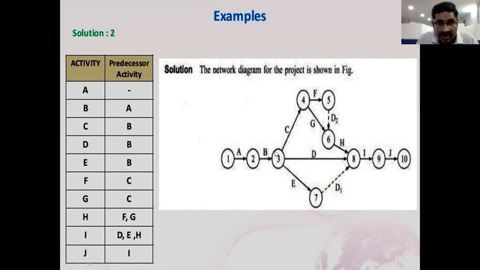So B is completed here. Then C, D, E, these 3 activities will be performed. Since B is finished, from here C, D, E come. From here C, from here D, from here E activity. So C, D, E came from this B activity, right? The C activity, the D activity, and the E activity.